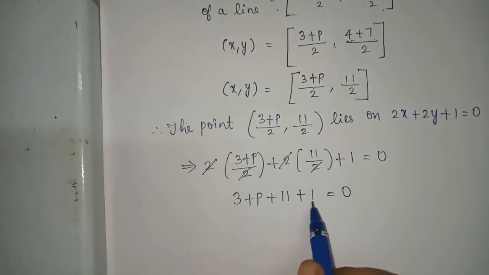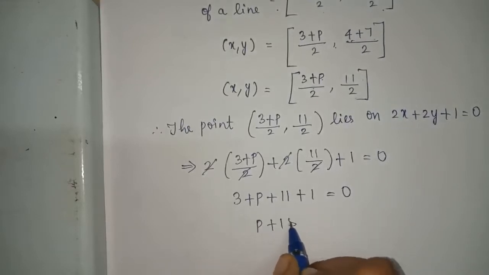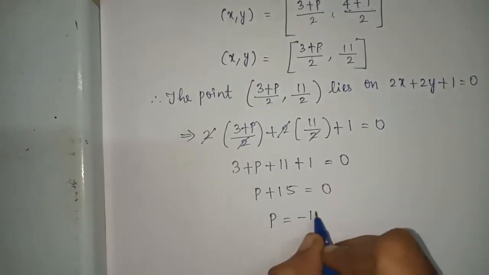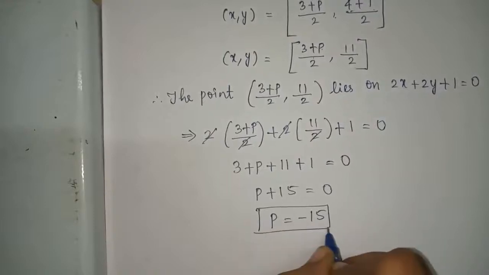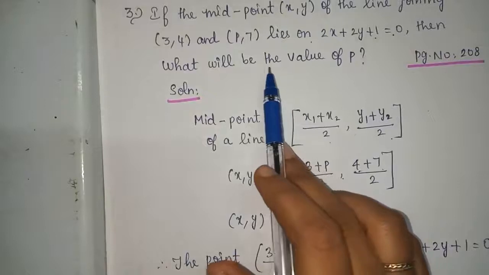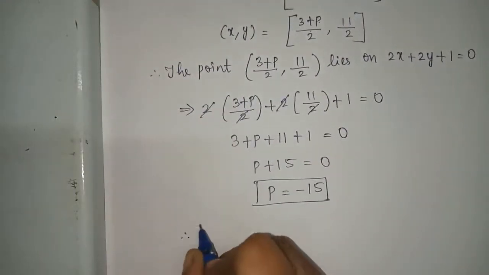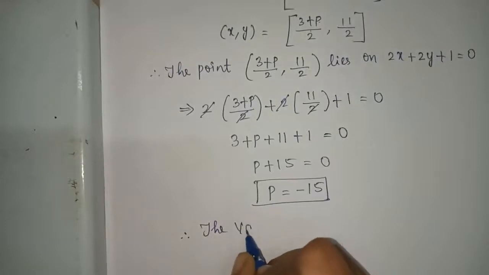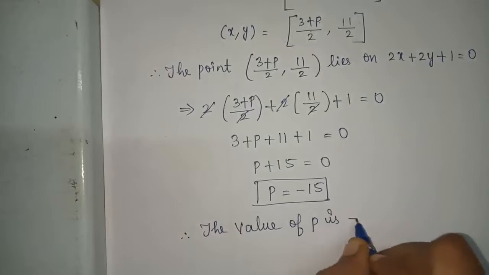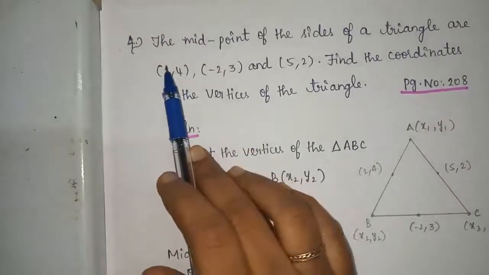So 3 plus 1 is 4. 4 plus 11 is 15. So p plus 15 is equal to 0. The value of p is equal to minus 15. So this is what we are going to find in the question. So now you find the value of p. Therefore, the value of p is minus 15.